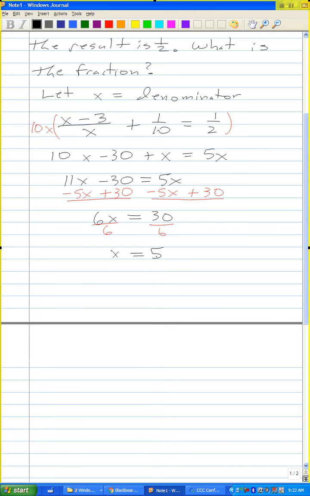And so the denominator is 5. The numerator is 3 less than the denominator, so 5 minus 3 is 2 over 5. My fraction was 2/5. If you add 1/10 to 2/5, that is 4/10 plus 1/10, you get indeed 1/2. So, okay, that's correct.